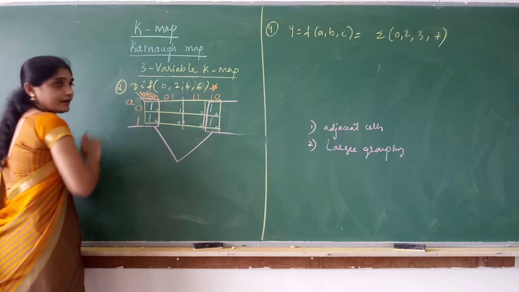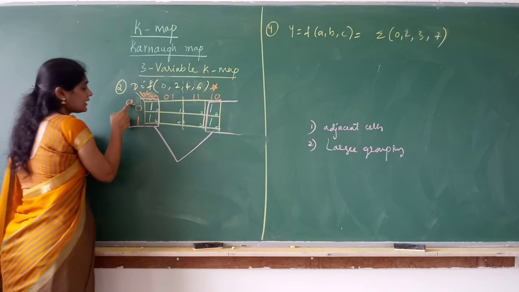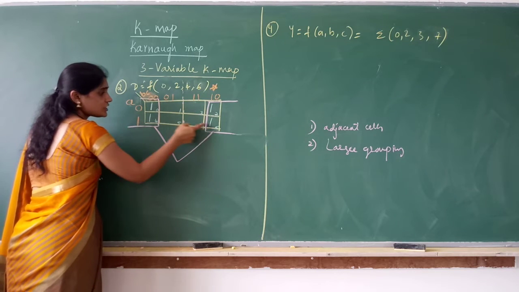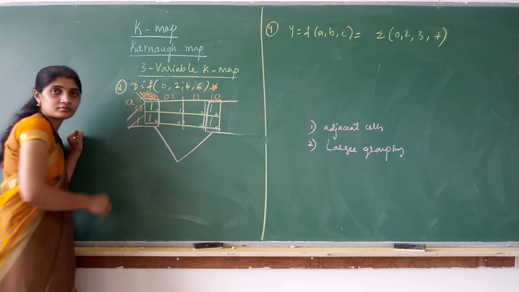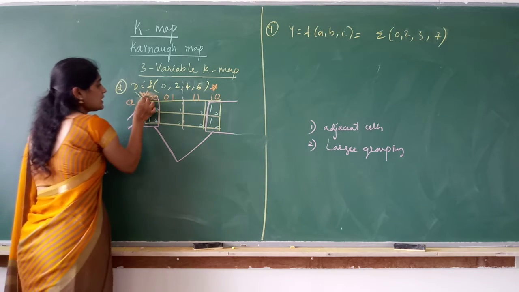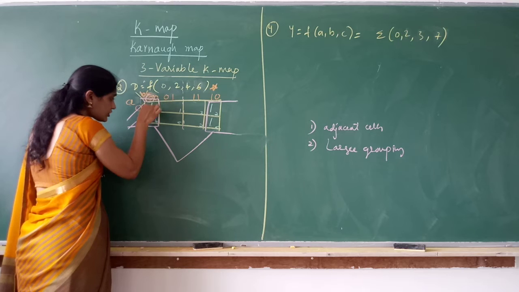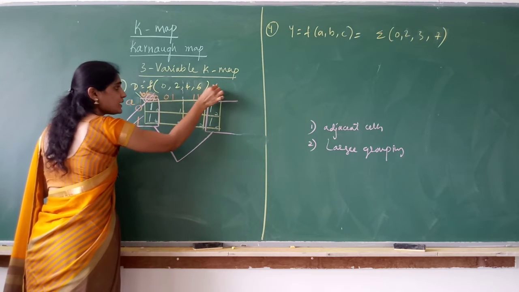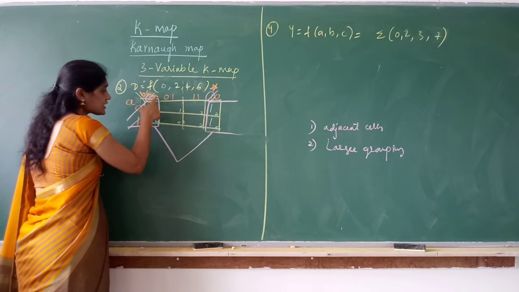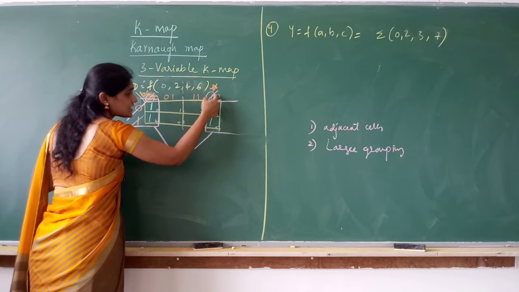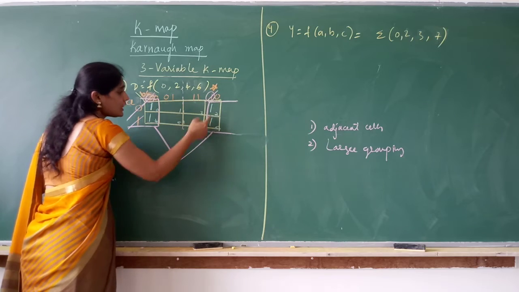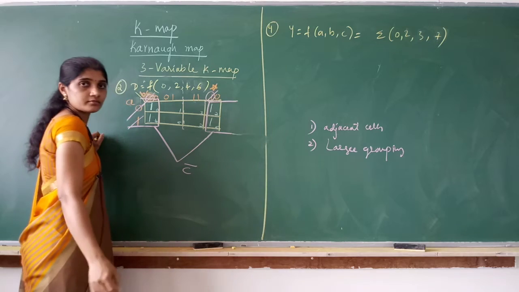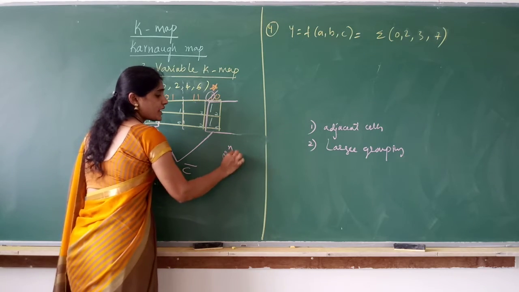Now coming to write the equation. A is taking 0 for these two. A is taking 1 for these two. So I can cancel A. Coming to B. B is taking 0 for these two. B is taking 1 for these two. So cancel B. C is taking 0 for these two. C is taking 0 for these two. So for all the 4 cells, C is taking 0. So write C bar.